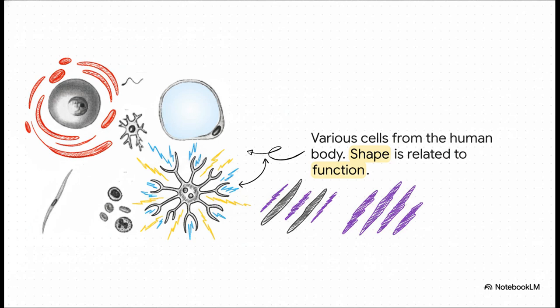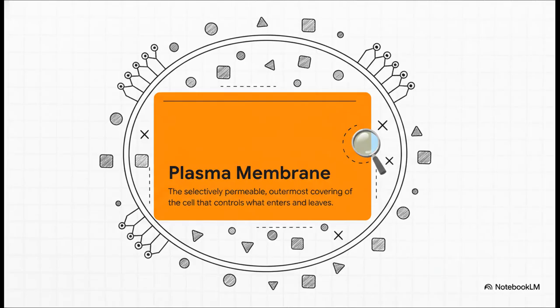The long branched nerve cell is designed perfectly to send signals. The smooth muscle cell is long and thin, perfect for contracting. And the red blood cell is like a disc, which helps it to travel through tiny blood vessels. So always remember this. The shape of a cell is directly related to the specific job it has to do. Form follows function.